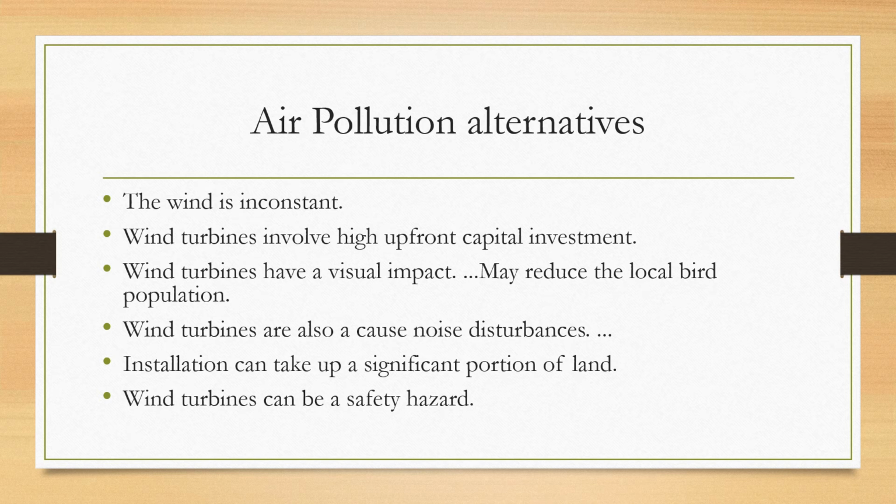Reason 3. Wind turbines have visual impact, which may reduce the local bird population. Reason 4. Wind turbines cause noise disturbances. Reason 5. Installation can take up a significant portion of land. And the last one is that wind turbines can be a safety hazard, because sometimes they may catch fire because of technical issues inside the turbine.